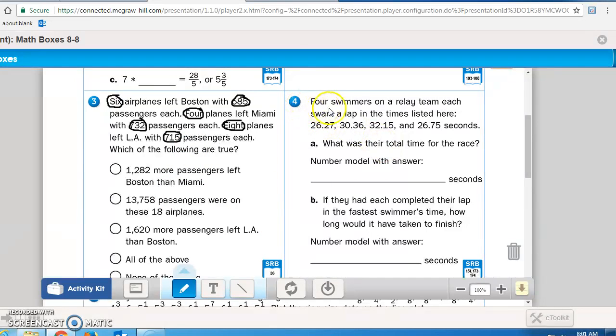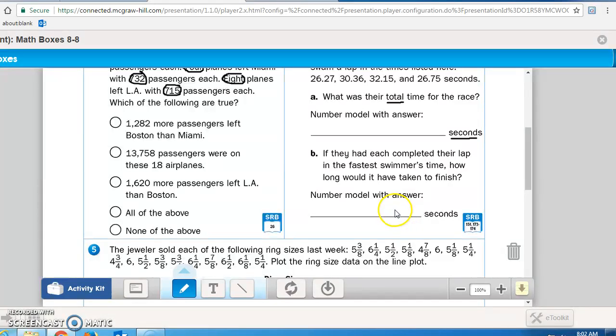Math box 4 says 4 swimmers on a relay team, each swam a lap in the times listed here. 26 and 27 hundredths, 30 and 36 hundredths, 32 and 15 hundredths, and 26 and 75 hundredths seconds. What was their total time for the race? So show your number model with answer in seconds. B, if they had each completed their lap in the fastest swimmer's time, how long would it have taken to finish? Again, your number model with your answer.